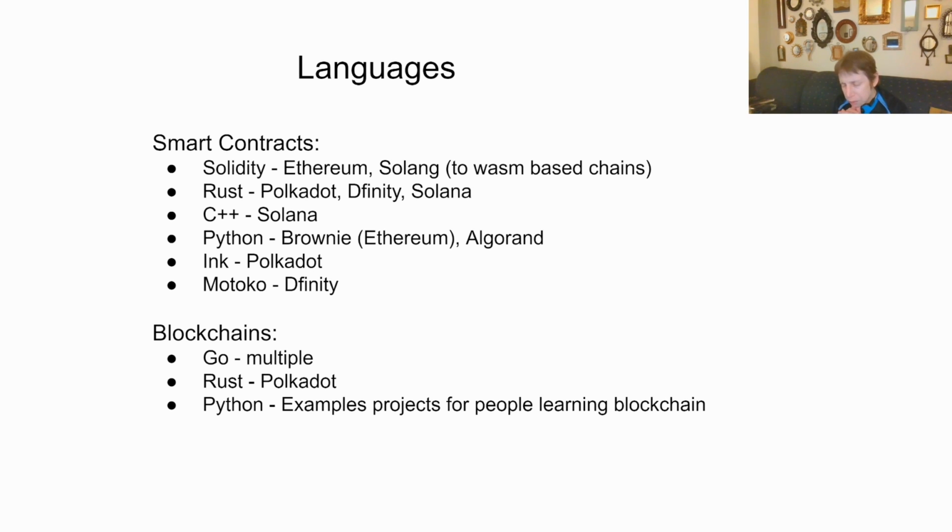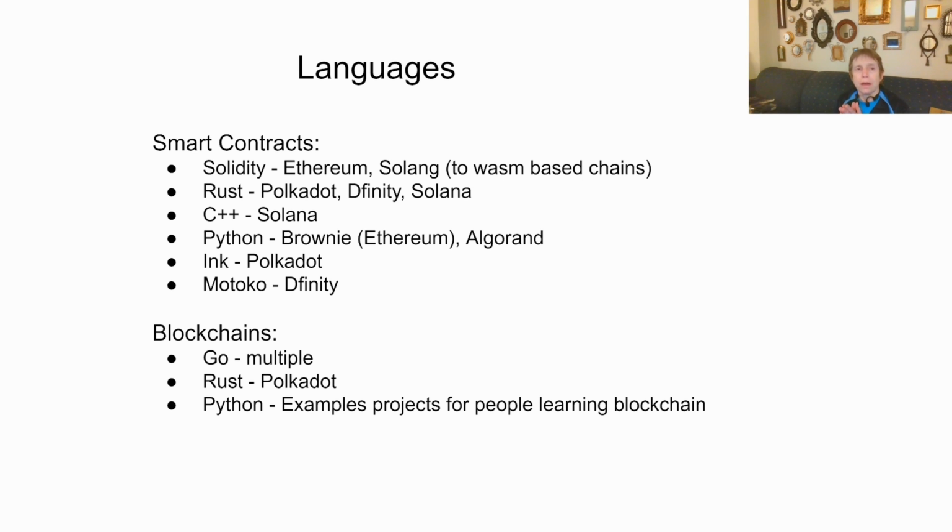And the other types of languages that are out there, of course, we have to think about blockchain programming. Go, we've seen a lot when we're building blockchains. It's used to build a number of the blockchains. Polkadot is built in Rust. And again, I said Python. There are many examples for learning blockchain.